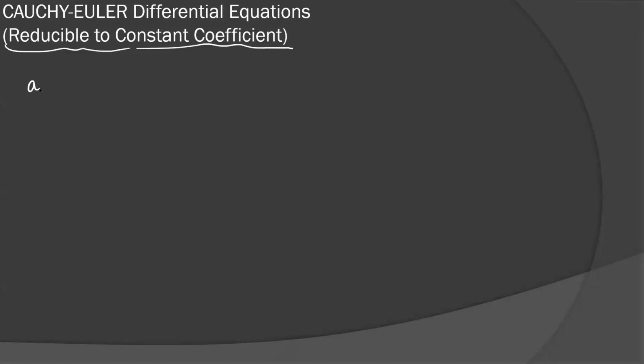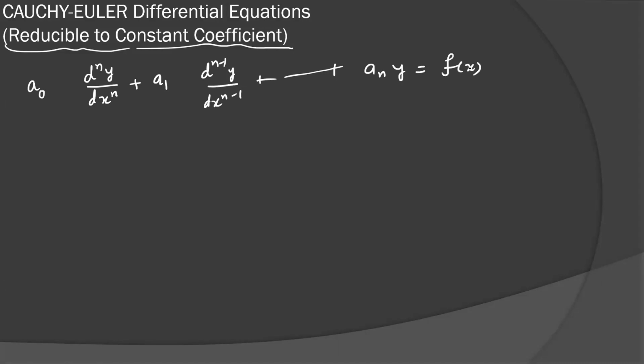Any differential equation a naught times the nth derivative of y with respect to x plus a1 times the (n minus 1)th derivative of y with respect to x and so on, plus an y, is equal to f(x). It's called an nth order linear differential equation. Nth order means a naught is not equal to 0, and it's a constant coefficient because a naught, a1 and an are constant values.